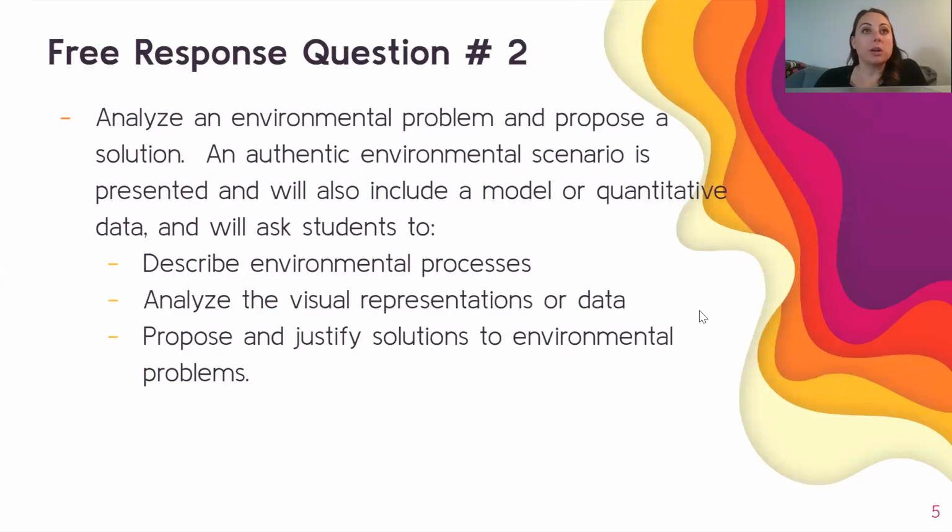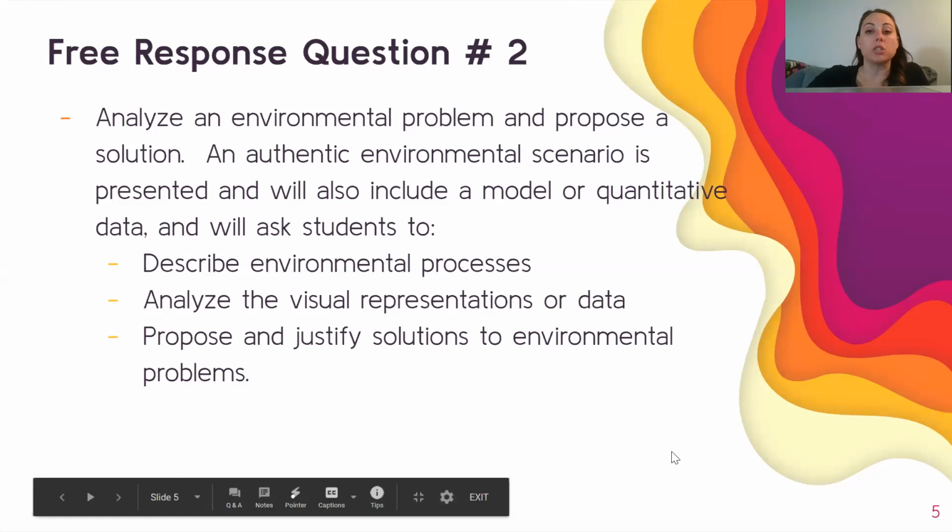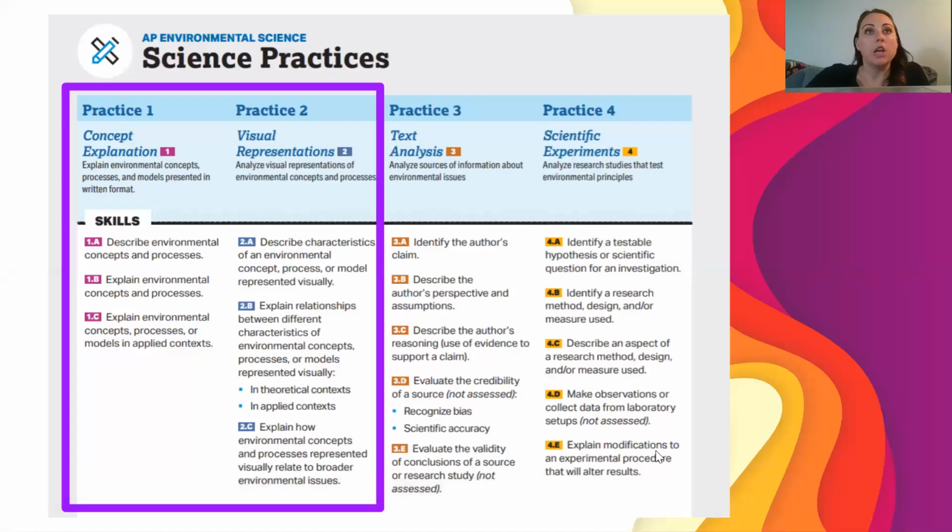What we see in question number 2 is they're going to ask us to analyze an environmental problem and propose a solution. An authentic environmental scenario is presented and will include a model or quantitative data. So again, we're going to see visual representations, or science practice 2, or we're going to see science practice 5. It's going to ask you to explain the process, analyze the visual representations of data. So in this one, there probably almost always will be a graph or a data table, and then propose or justify some particular problems. I'm sorry, propose solutions to identified problems.